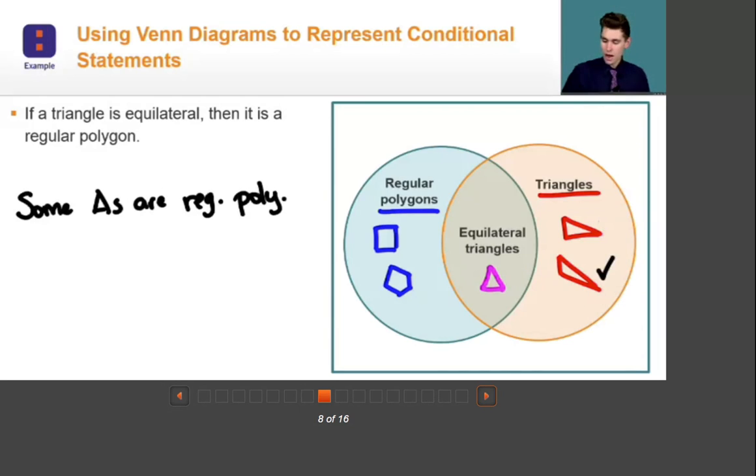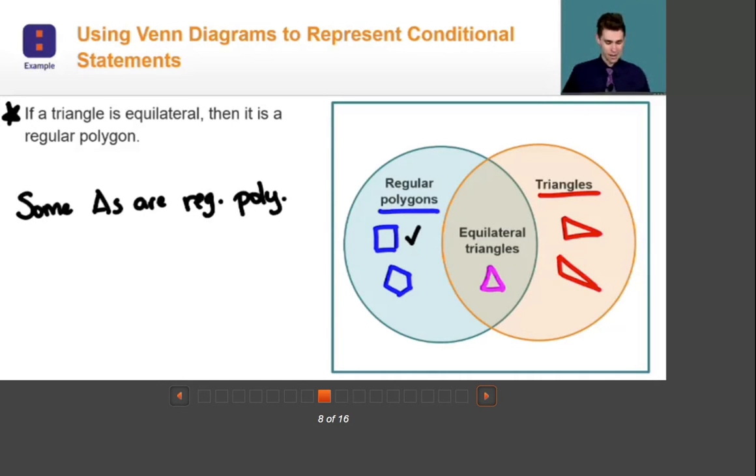I could also think about the converse to our original statement, which would be if a polygon is regular, then it is an equilateral triangle. I can also see from the diagram that this is not true. I can see here that a square is a regular polygon that is definitely not an equilateral triangle.